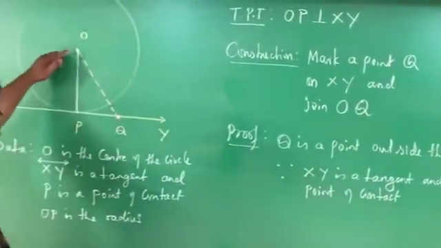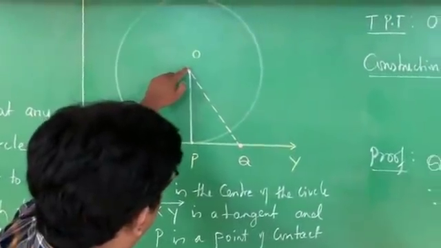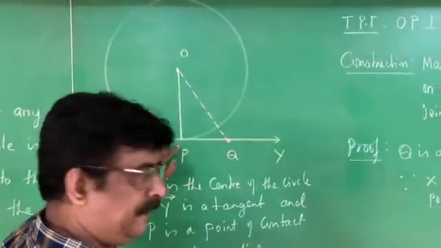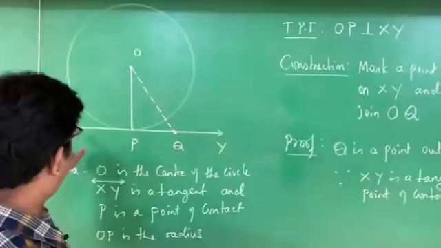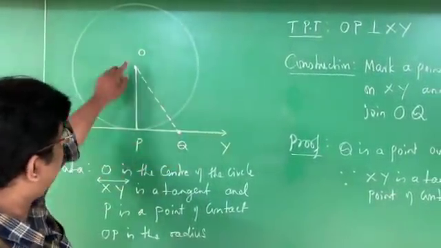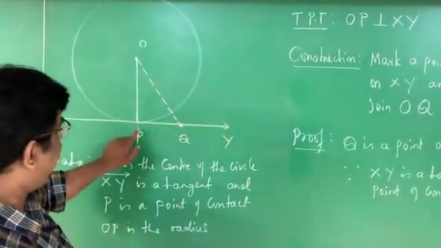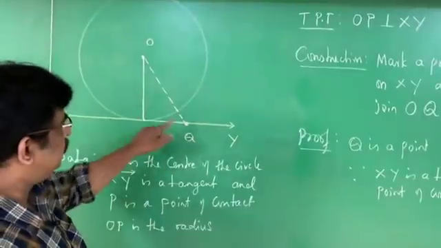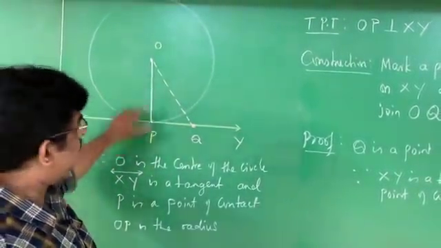Therefore, come back to the diagram here. When you consider the length of OQ and OP, which one is bigger? Q is a point on XY and Q is a point outside the circle. Therefore, OQ is greater than OP. P is a point touching the circle. Q is a point outside the circle. Therefore, the shortest distance is OP. It is not OQ.